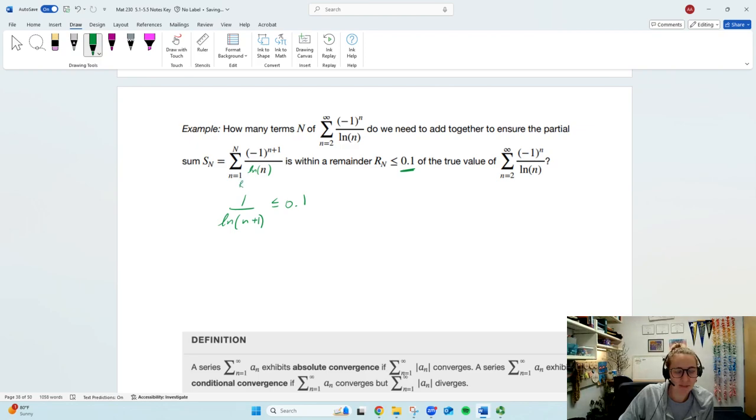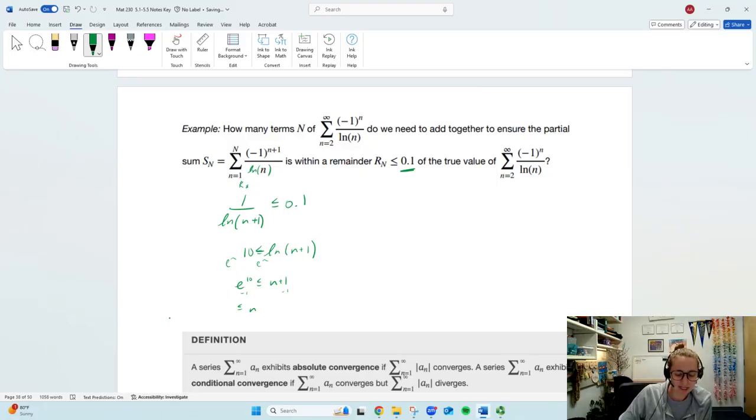So this is like my r sub n that I would have right here. This is my remainder that I would have after. And so I wanted to go just one more, and now this is turned into an algebraic function that I can actually solve here. So I'm going to multiply by ln of n plus 1 on both sides, and then divide by 0.1. And now I'm really just trying to solve for this n, so I'm going to raise both sides to the power of e. I will have e to the power of 10 is less than n plus 1. And last thing I need to do is actually subtract 1.